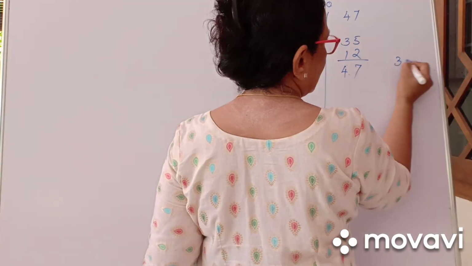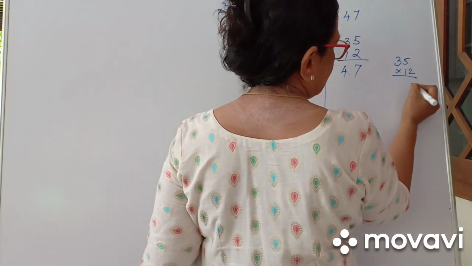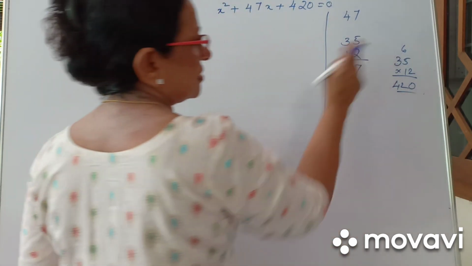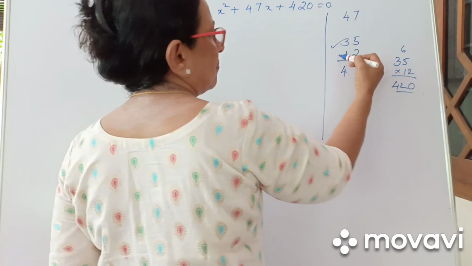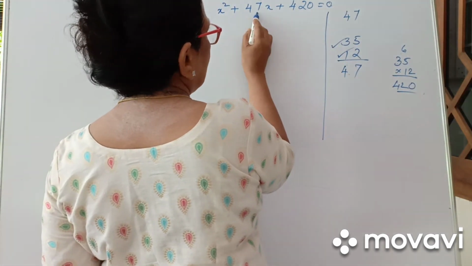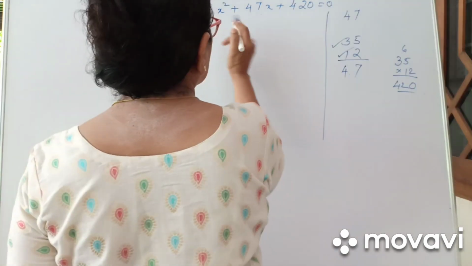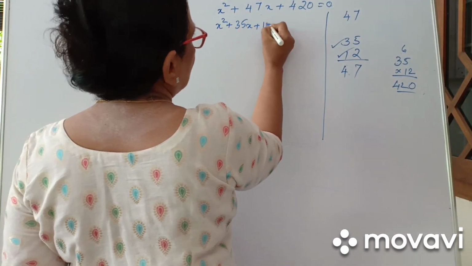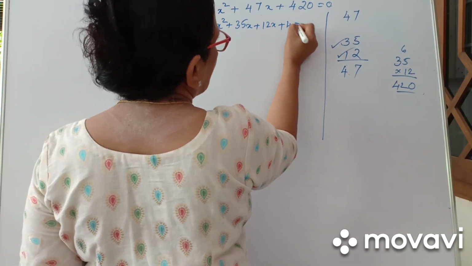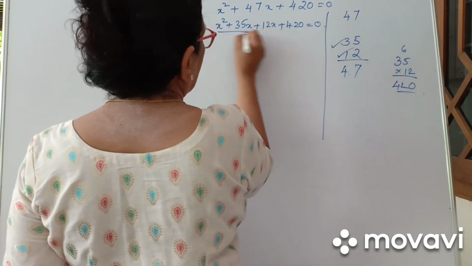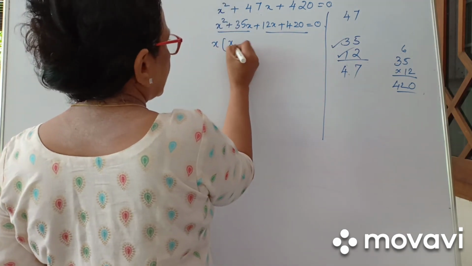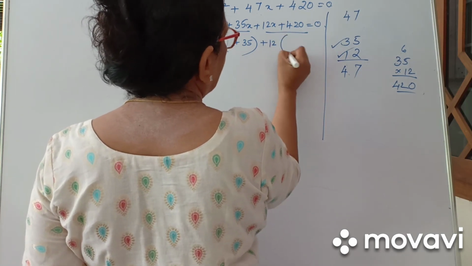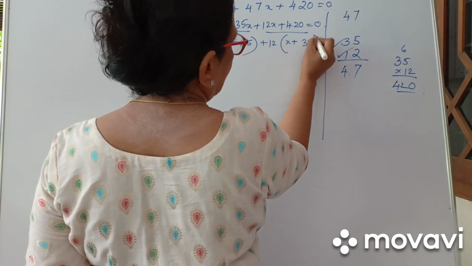So let me try with 35 into 12. 12 5s are 60, 12 3s are 36 plus 42. Yes, this is the combination. What is it? 35 and 12. And I told you, see, middle numbers both are positive, so take here positive. So this is x squared plus 35x plus 12x plus 420 equal to 0. Group it, x into x plus 35, both positive sign, take out a 12, x plus 35 equal to 0.